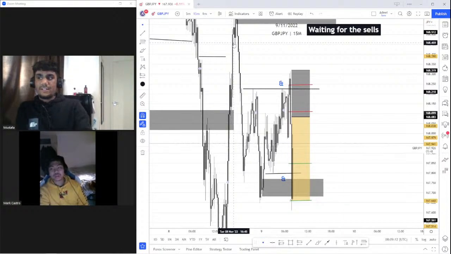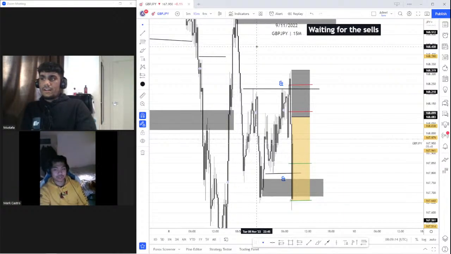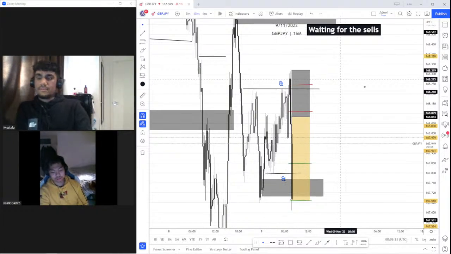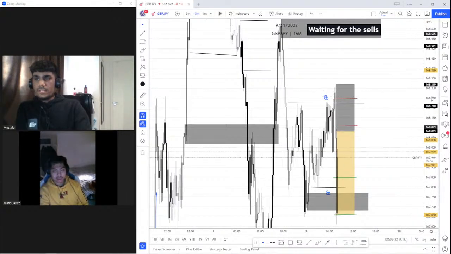I think Fernando was taking the buys, but he said low risk. That's why I didn't mention it. There was no need. Low risk. That's pretty good.